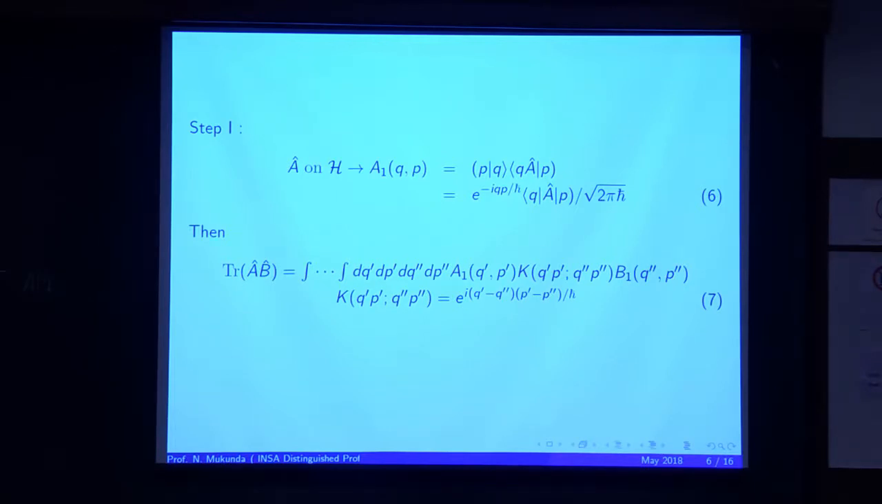Now it is very trivial to see that the trace of the product of two operators can be written as a fourfold integral, two phase space integrations, the product of the function representing operator A and the function representing operator B with a kernel in between, capital K, which depends on one phase space point, the argument of A1, and another point, the argument of B1.